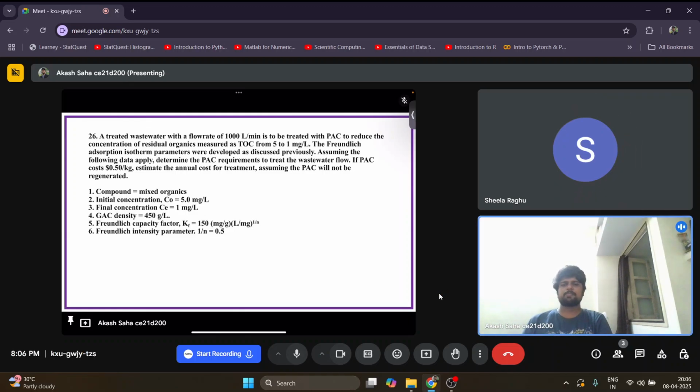The Freundlich isotherm parameters are developed as discussed previously, assuming the following data applied, determine the PAC requirements to treat the wastewater flow. If PAC costs $0.5 per kg, estimate the annual cost of the treatment, assuming PAC will not be regenerated. So here we have to find out the cost. First, how much PAC will be required, the dosage, and then the cost. So two things are required. And same, initial and final concentration is given, KF, 1 by n, everything is given.